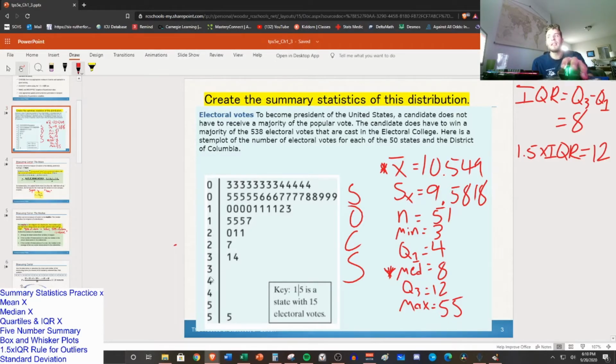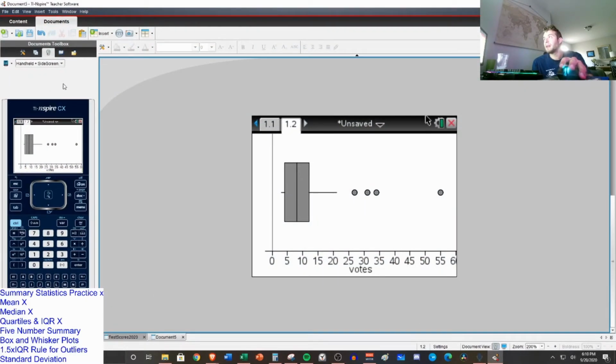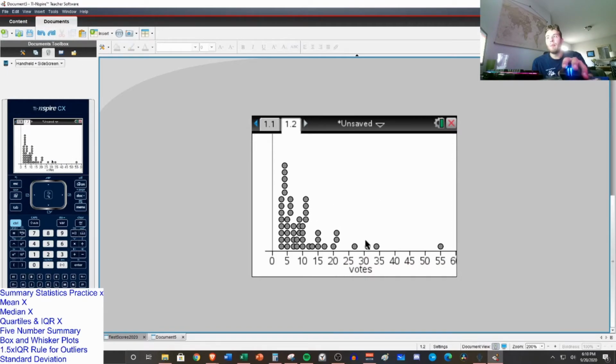Okay, if we had done this on a dot plot, which we did, let me go back to my dot plot, we might actually be able to identify that on here, but the stem and leaf plot doesn't really show that very well.